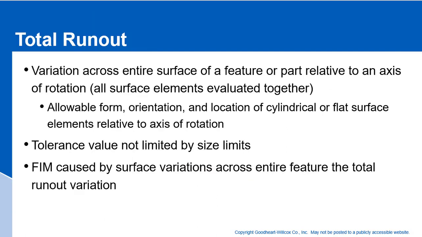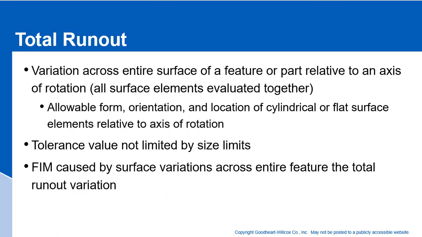Let's talk about total runout. Now, I kind of look at total runout versus circular runout like when we talked about the difference between straightness and flatness. Straightness applies to individual line elements on a surface, kind of like what circular runout does. And then when you went to flatness, you're evaluating all of those elements simultaneously. So it kind of means the same thing.